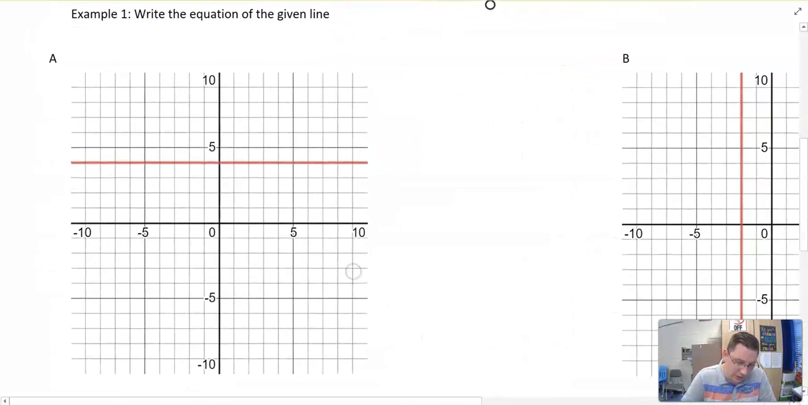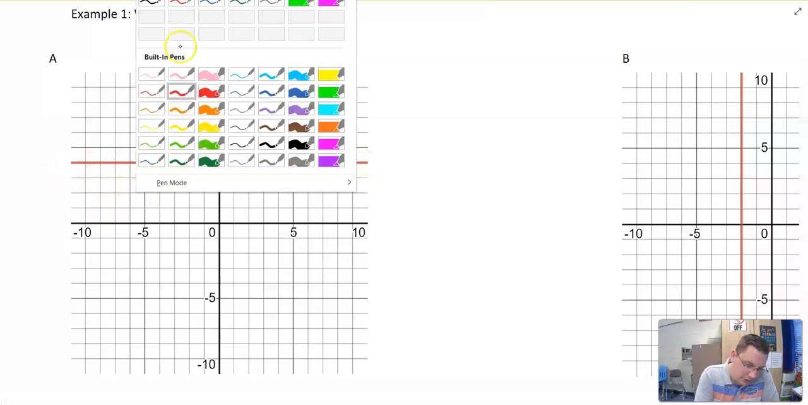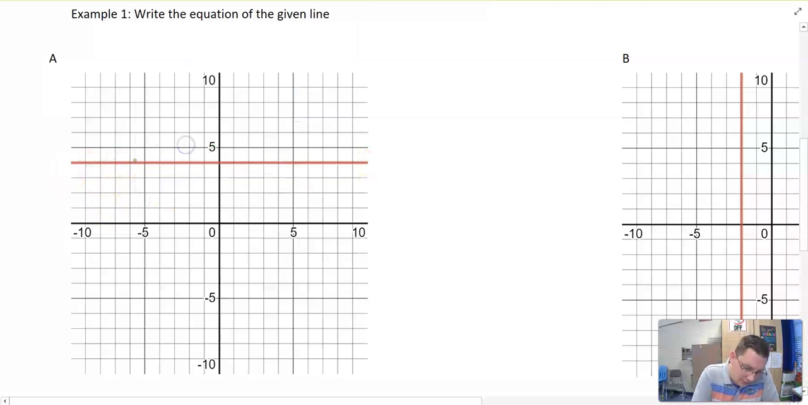We want to write the equation of the given line. And so we see here this line going across. I want you to notice something. If I plot a few points along this line, here, here, and here, let's talk about their ordered pairs for a second. What is the ordered pair of this point? Well, it's -6, 4. This point here is at 0, 4. And this point here is at 3, 4.